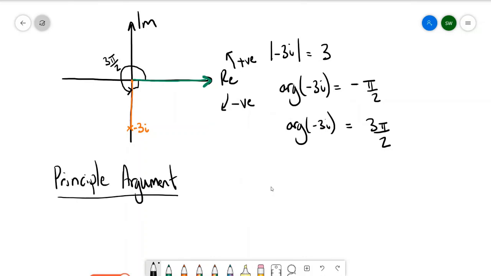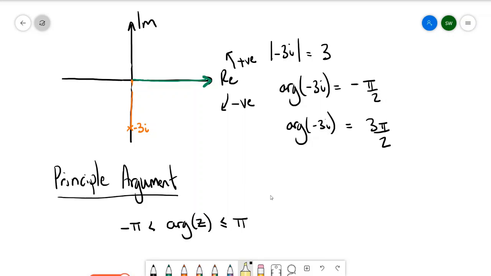So for the principal argument of a complex number, we make sure that the argument of the complex number is less than or equal to pi and greater than minus pi. So basically, we don't want the absolute value of our argument to be more than pi. We're not allowed to turn an angle of more than pi. So with this principal argument, let's work out where we can get to with a positive argument and where we can get to with a negative argument.